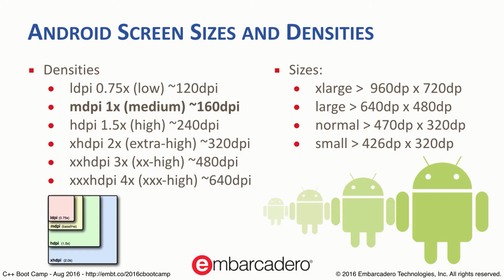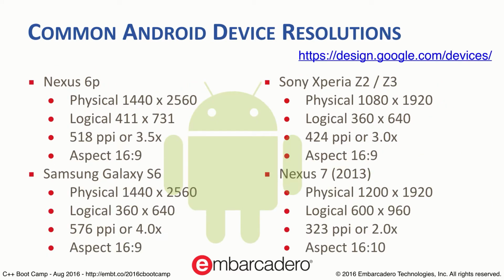But I just wanted to give you some description of some of these, and then here are some common Android device resolutions. So the Nexus 6, you see, has 1440 by 2560. But the logical is only 411 by 731. And so that gives it a 3.5 multiplier. So you can take 411 multiplied by 3, and you're going to get to 1440, or pretty close to 1440. Now, this is based on the pixels per inch and a few other characteristics, basically the pixels per inch. So anyway, you see the common resolutions there.